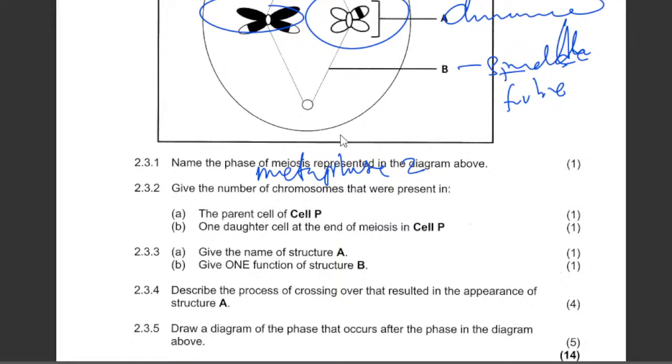They say name the number of chromosomes that were represented in the parent cell. Because there are 2 here, there were 4. You see, in one daughter cell at the end, there are 2. And they are saying give the name of the structure. A, we said, is the chromosome.